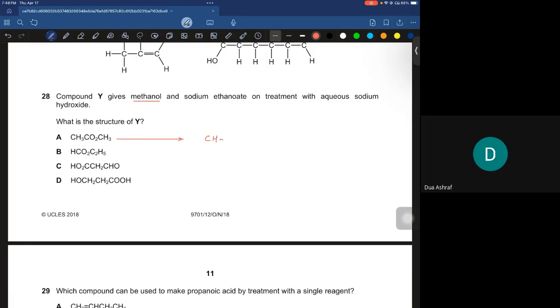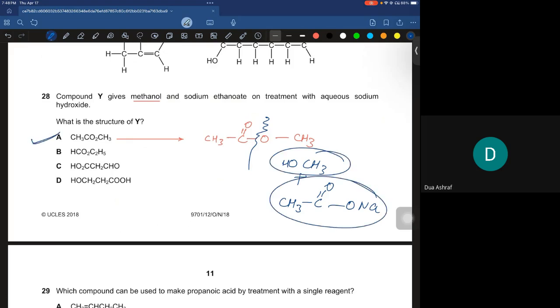Let's suppose this is the ester, with O and this is CH3. If you break it down, you would be getting this, and CH3, C double bond O and Na. So this is methanol and this is sodium ethanoate. Option A is correct. If you try option B, you would see that in this option you would be getting propanoic acid, not ethanoic acid. So option A is correct.